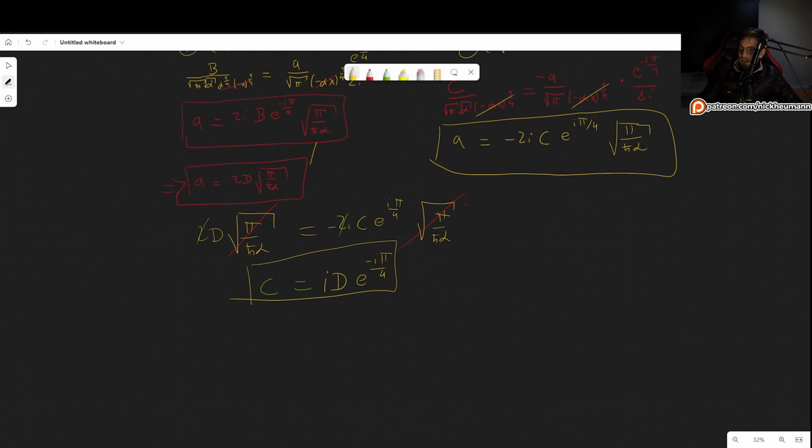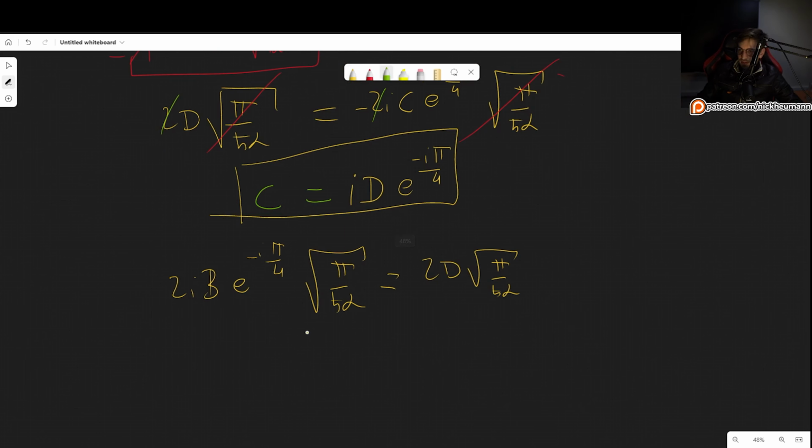Now, let's equate these two so that we can find b in terms of d. So 2ib e to the minus i pi over 4 and the square root. This is equal to 2d and the square root. So the square root, of course, cancels out, just as it did a few moments ago. So 2 cancels out, this cancels out. So we get that b is equal to, now we multiply by i, and we get a negative, which we need to put to the other side. So we get minus i d e to the positive i pi over 4.